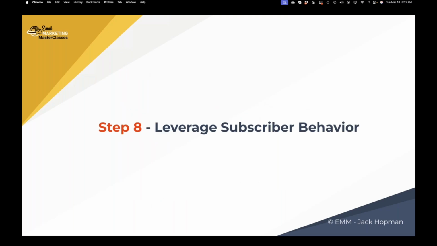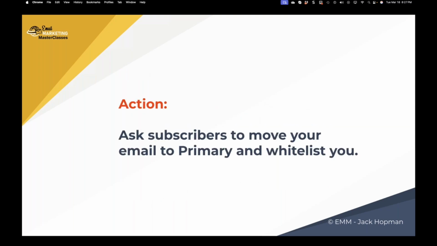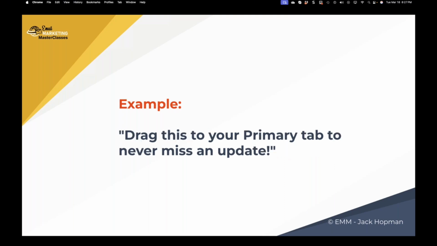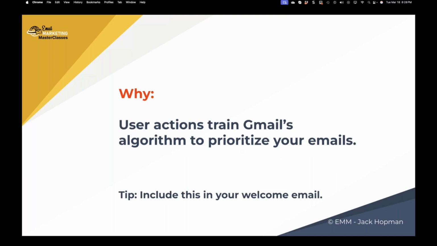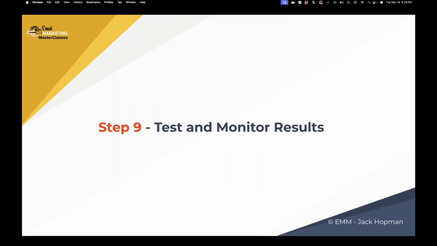Leverage subscriber behavior. So ask subscribers to move your email to primary or whitelist it. So if you have a sign-up, say drag this to your primary tab to never miss an update. You just ask for it. Call to action: user actions train Gmail's algorithm to prioritize your email. Include this in your welcome email. Hi, welcome to product ABC, service ABC. Just move this email to your primary tab so you never miss updates.